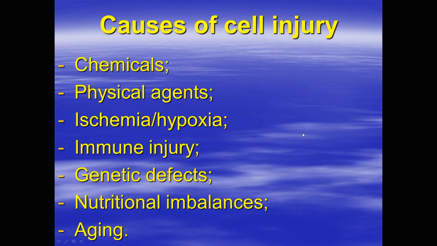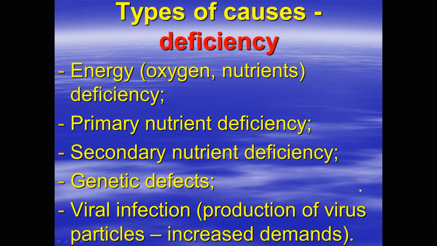Different factors may cause cell injury. They are listed here: chemicals, physical agents, ischemia or hypoxia, immune injury, genetic defects, imbalances, and aging. They may be divided in three main groups. First group, deficiencies: energy deficiency, both oxygen or nutrient, primary, secondary, genetic defects, and viral infection.